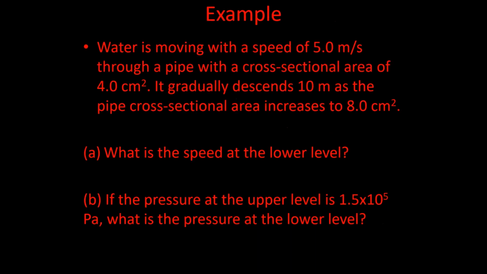So if water is moving through a pipe with a speed of 5 meters per second and this pipe has a cross-sectional area of 4 square centimeters, it will gradually descend 10 meters as the pipe cross-sectional area increases to 8 square centimeters. There's a lot of information in there, and I would literally write these things out. V1 is equal to 5 through a pipe of area A1 equal to 4, gradually descends 10 meters, which is height, to a pipe of cross-sectional area A2, which is 8 square centimeters. What's the speed at the lower level?